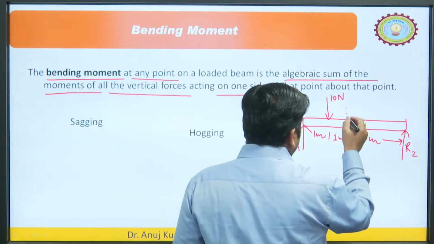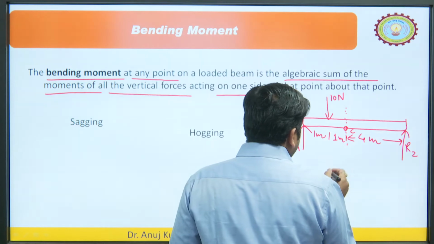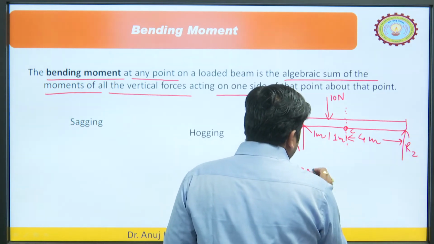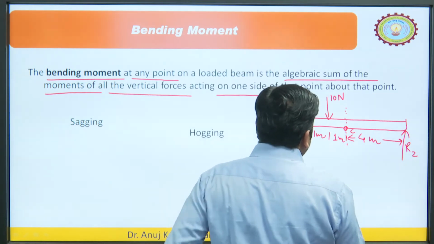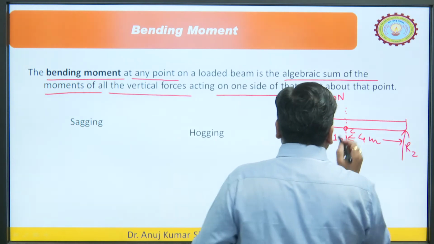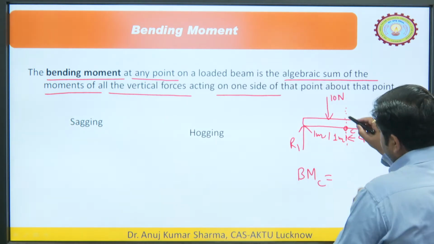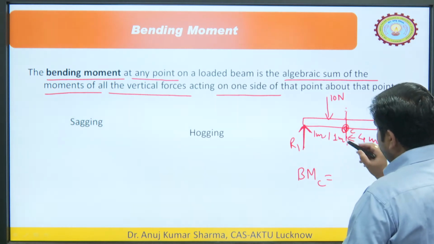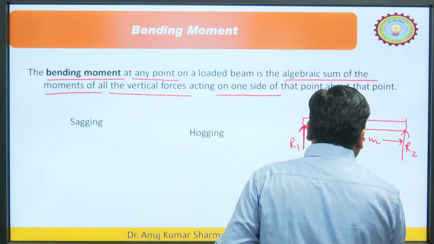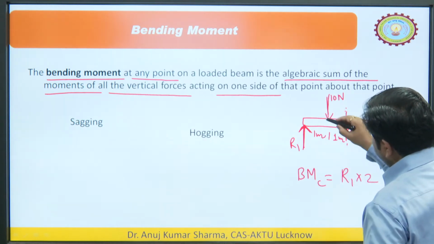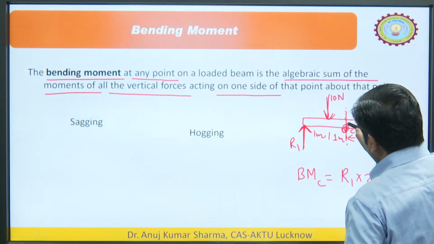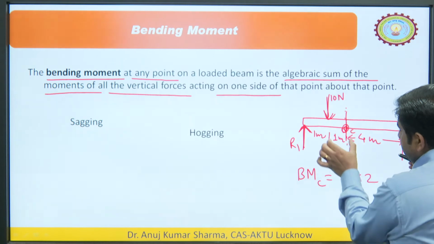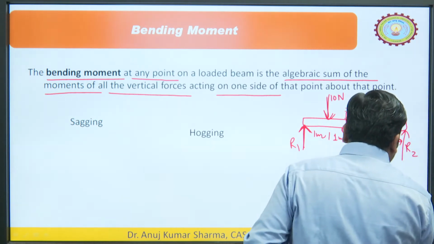So, how much would the moment be, if we want to calculate the bending moment? The bending moment at point C will be equal to the algebraic sum of all the moments. On the left side you can see R1, if we fix this point. The moment of this force is R1 into 2, and the moment of this force is 10, at a distance of 1 meter. So, minus 10 into 1.